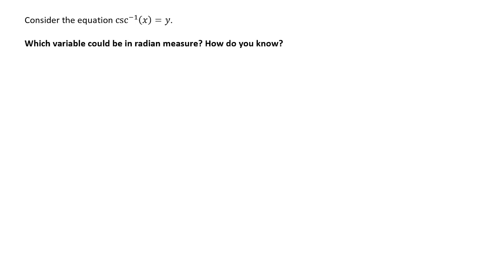Consider the equation cosecant inverse of x equals y. Which variable could be in radian measure, and how do you know?